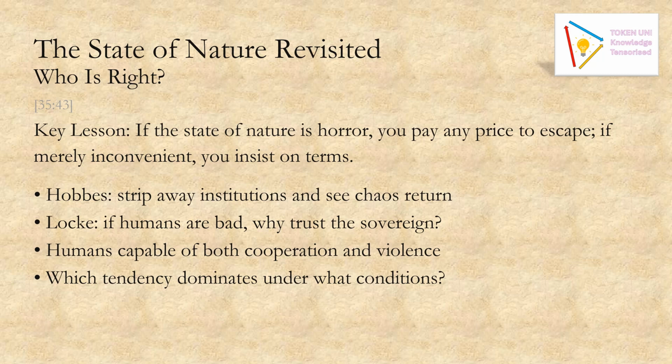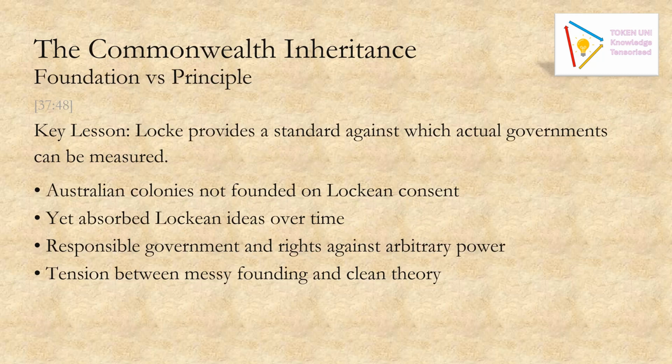The Commonwealth inheritance. For those of us in the Commonwealth tradition, Locke is foundational, but perhaps more complicated than he first appears. The Australian colonies were not founded on Lockean principles of consent. They were established by imperial fiat, populated initially by convicts who had certainly not agreed to transportation, governed by appointed officials responsible to London. Yet Australian political culture absorbed Lockean ideas over time.